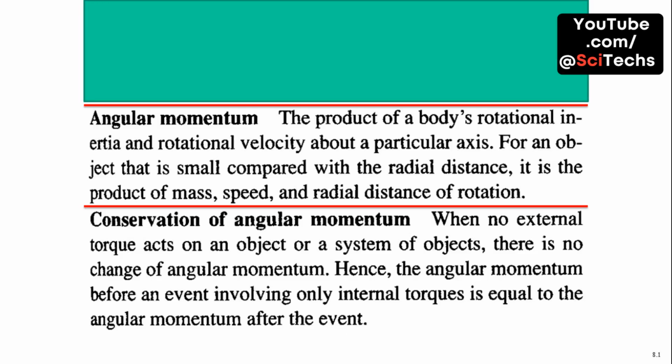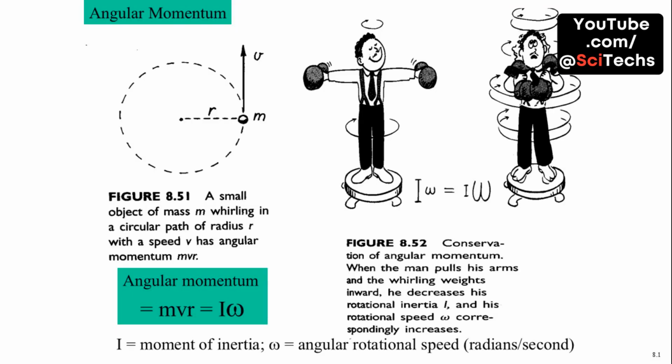Angular momentum is the product of a body's rotational inertia and rotational velocity about a particular axis. Conservation of angular momentum states that without external torque, the angular momentum remains constant. A small object of mass m whirling in a circular path with radius r and speed v has angular momentum mvr. Conservation of angular momentum means that when the man pulls his arms inward, his rotational speed increases.